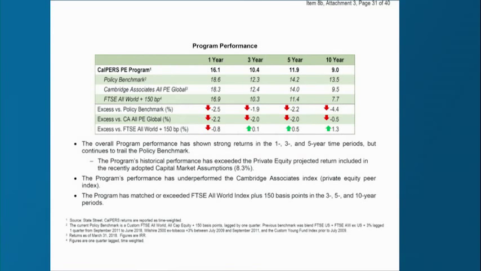The third line here shows the FTSE All World Index plus 150, which is that global public market index plus a premium. And you will see over the 1-year period it is slightly trailing, but over the 3, 5, and 10-year period it is outperforming. And one thing to note, too, is that over all periods measured on this page, the program is exceeding the projected return of 8.3%. So that is something very positive for the program.